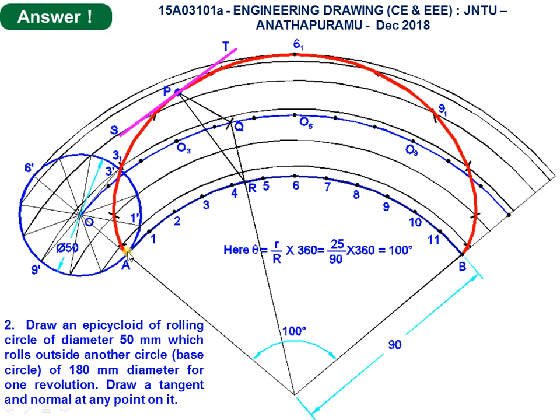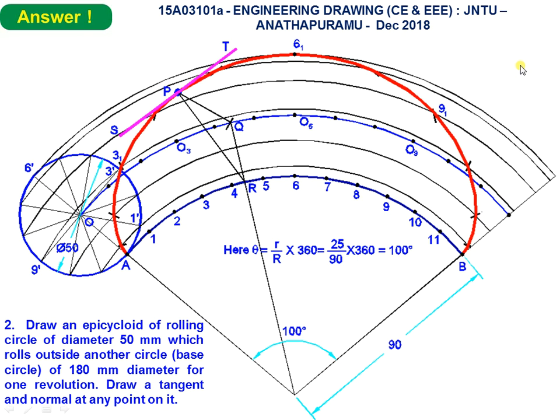The next step is, with reference to point A, the starting point, draw the circle whose diameter is 50, as given in the problem. Now divide the circle into 12 parts. Once you have divided the circle into 12, you have to divide this arc AB also into 12. Then through all the points 1, 2, 3, 4, 5, 6 and so on, draw the arcs with this point as the center.